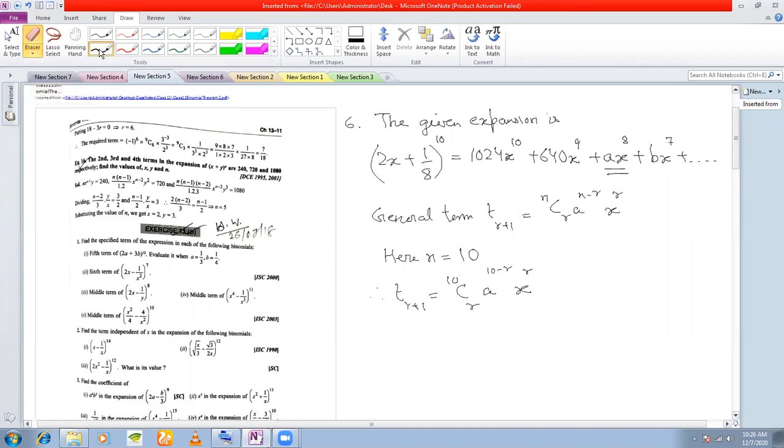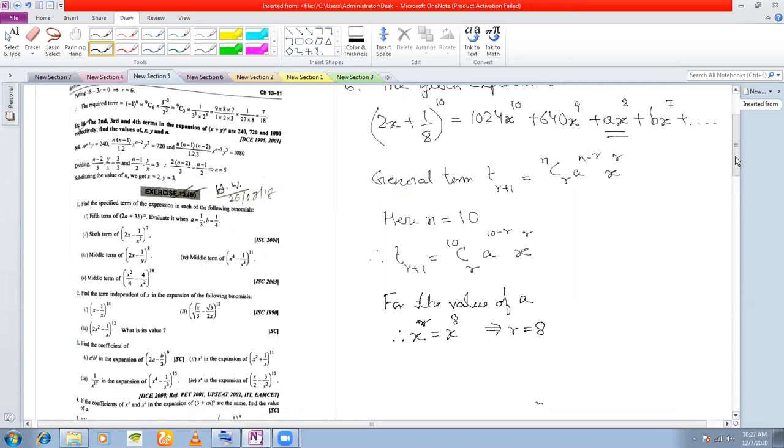So for the value of a, you see x to the power of 8 is there in the expansion. So x to the power of r must be equal to x to the power of 8. That means r must be equal to 8. So what is the value of a? a is simply the coefficient of x to the power of 8. So a must be this part only. So a is equal to 10Cr e to the power of n minus r.